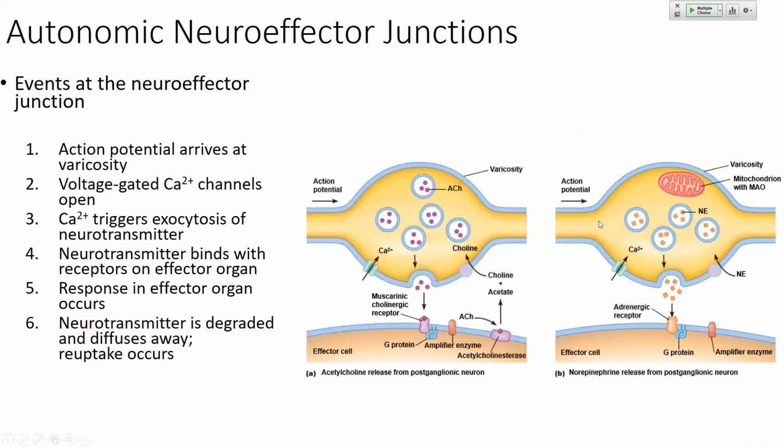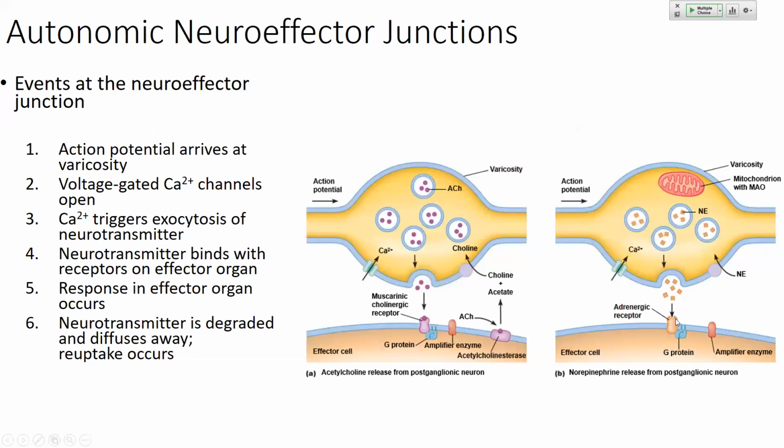The action potential gets to this varicosity. We open up voltage-gated calcium channels. Calcium rushes into the varicosity. The rush of calcium triggers exocytosis of this vesicle, dumping that neurotransmitter into the synaptic cleft. That neurotransmitter crosses the synaptic cleft and binds onto this adrenergic receptor. Now, bear in mind, depending on where this tissue is, the adrenergic receptor can be different. It can be an alpha 1, an alpha 2, a beta 1, a beta 2, a beta 3.